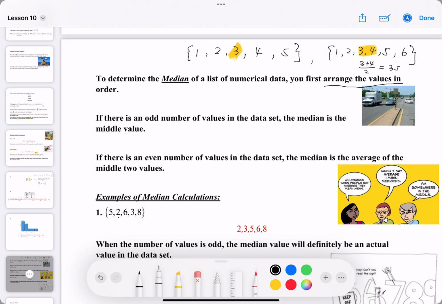If there is an odd number of values in the data set, the median is the middle value. Like in this example, we have 5 values. That means we have an odd number of values. Then the median is the middle value. If there is an even number, for example, we have 6 numbers in the set, the median is the average of the middle 2 values.